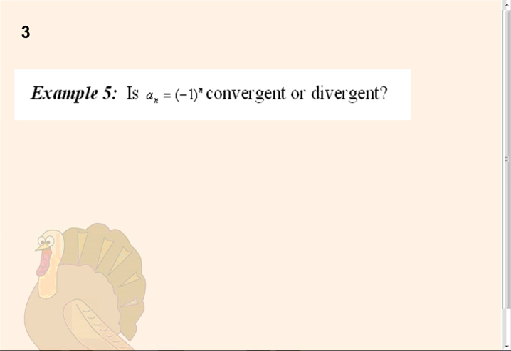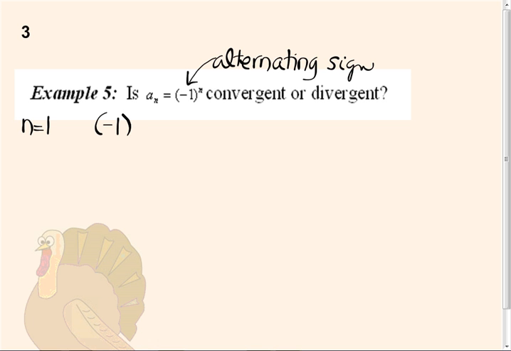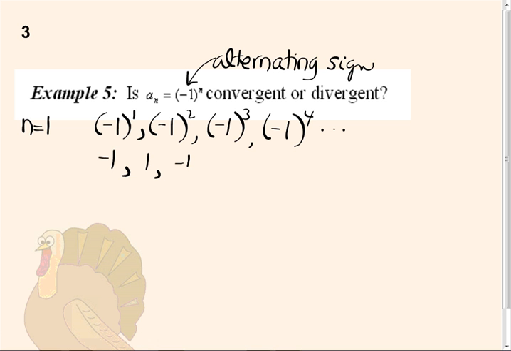Now, this is what we call an alternating sign, and you're going to see it a lot. All it's doing is alternating the sign. And we will start with n equal to 1. Sometimes you can start with 0, but we'll worry about that later. So it's negative 1 to the first, negative 1 to the second, negative 1 to the third, negative 1 to the fourth. So this is negative 1, 1. Does it converge? Has to be a single value.